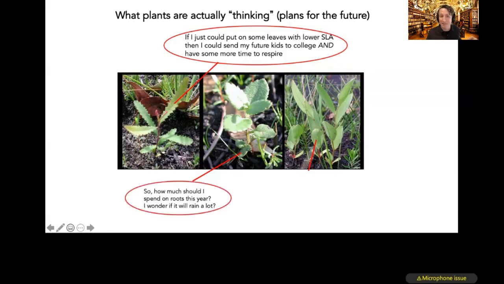Or maybe you'd hear things like, so here I sit surrounded by my neighbors, not knowing what the future is going to hold in terms of climate, maybe hotter, maybe drier. So how much should I spend on roots this year? I wonder if it's going to rain a lot.